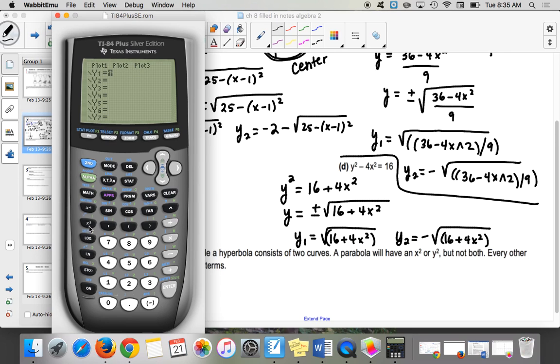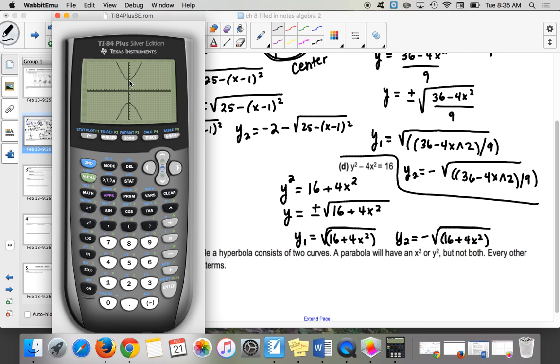All right, so I'm going to have second square root, and I'm going to do 16 plus 4x squared. And then I'm going to have negative second square root 16 plus 4x squared. You guys getting faster with typing things in? And then we're going to hit graph. Yep, this one's going to be a hyperbola. Yep, hyperbole is the English word. Hyperbola is the math word. All right, so it looks like that.